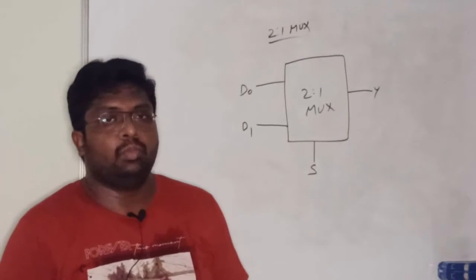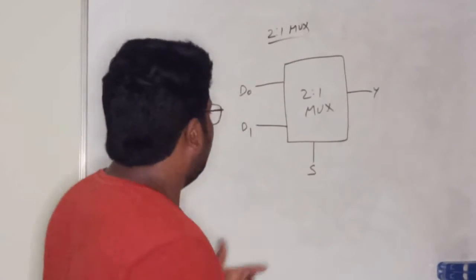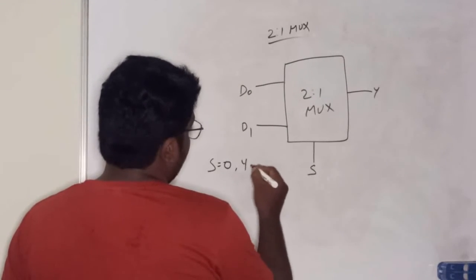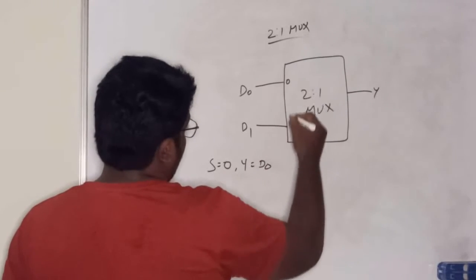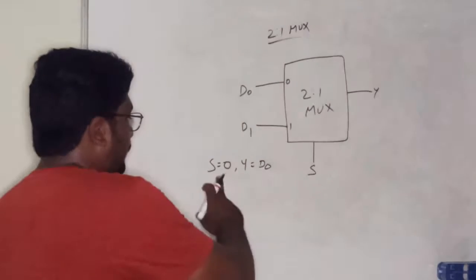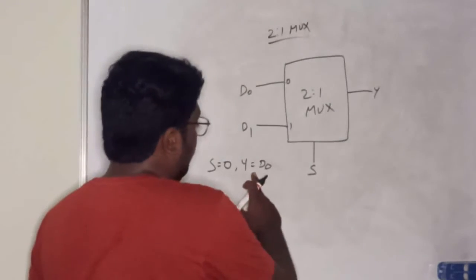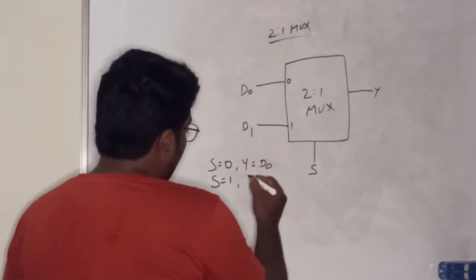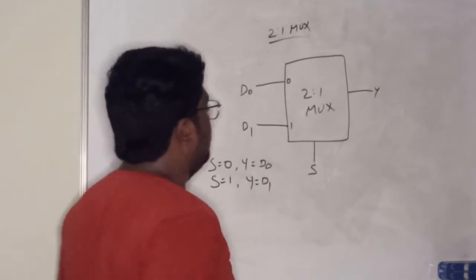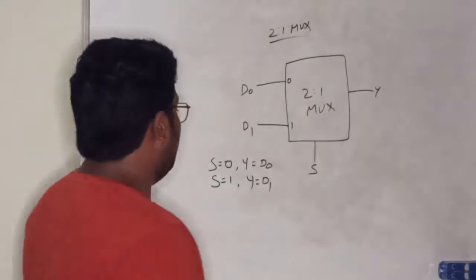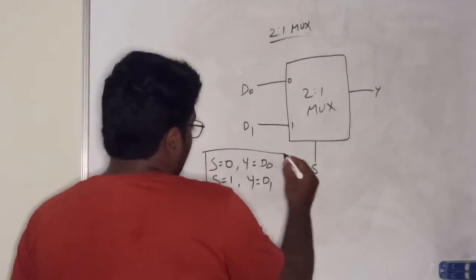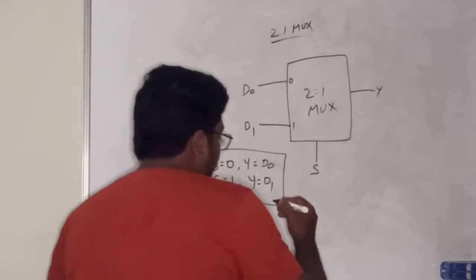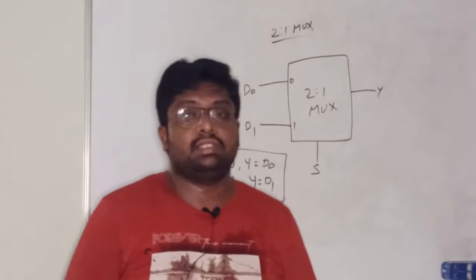So when this select line S is equal to 0, the output is equal to D0, and when S is equal to 1, Y is equal to D1. So when S is equal to 0, Y is equal to D0, and S is equal to 1, Y is equal to D1. From this we can draw the logic circuit.